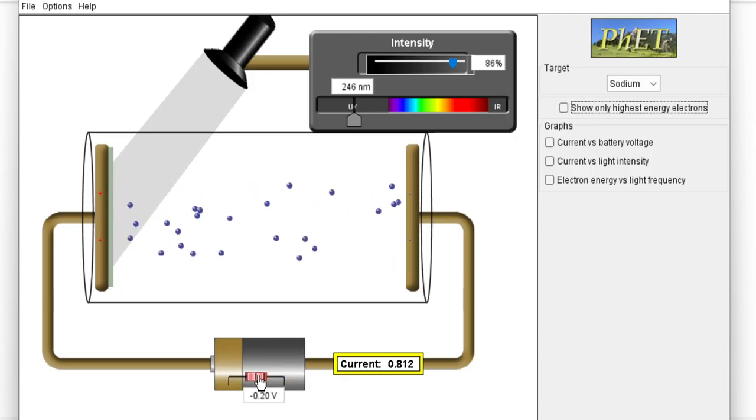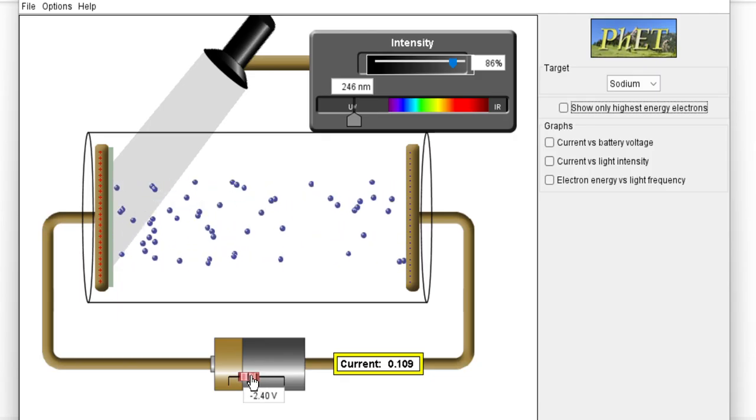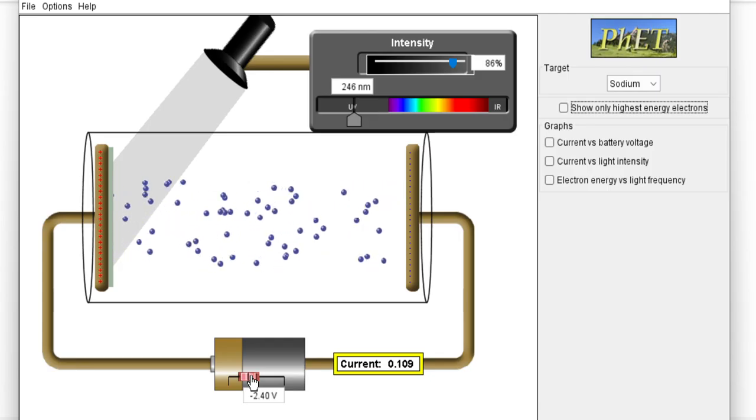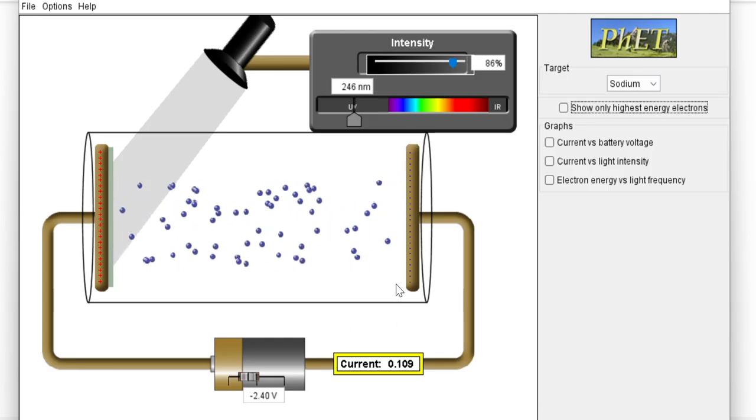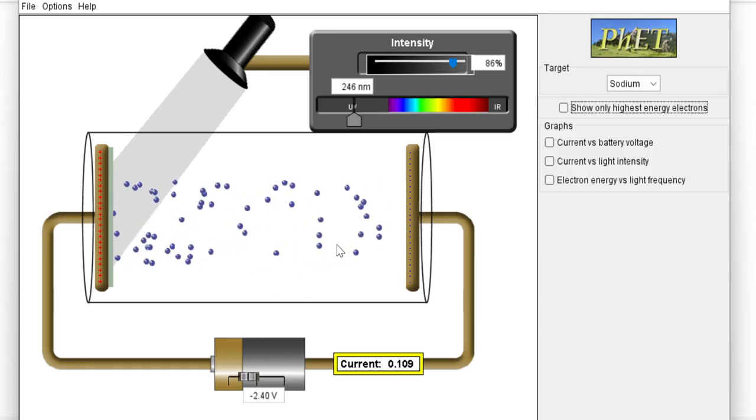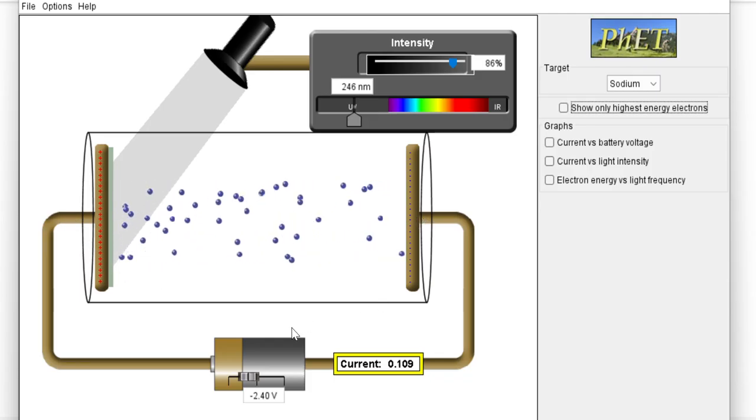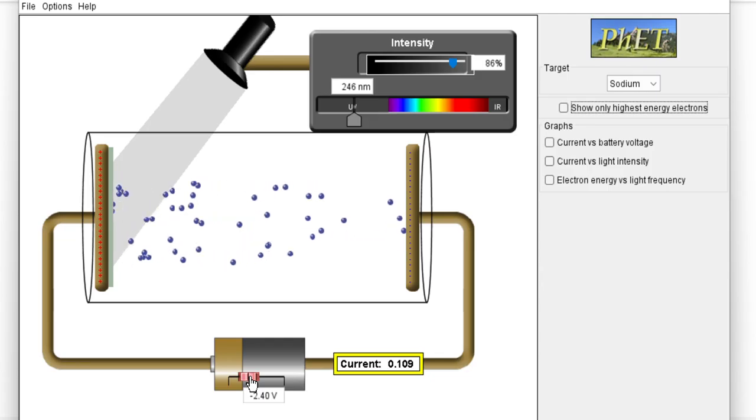Okay, so as it becomes negative, you'll see that the current starts to drop. I want to find the zero point of the current. You can see the electrons starting to get pushed back, because this is a negative plate, so it's repelling the electrons. So only very, very few electrons with the highest energy from here will start to hit this part. I'm going to try and aim for current zero.